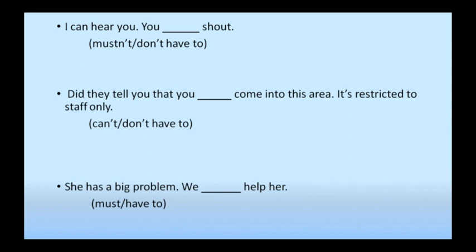The next sentence is, I can hear you. You shout. The options are mustn't and don't have to. The correct option is don't have to. I can hear you. You don't have to shout.